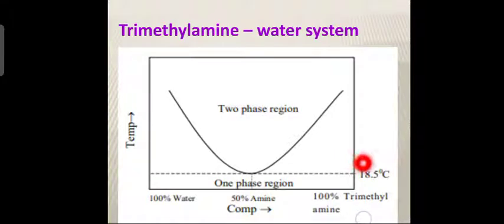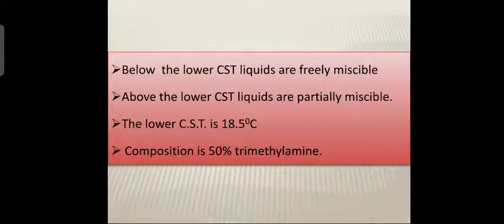And the lowest temperature is 18.5 degrees Celsius. And what is the composition at the lowest temperature here? 50% trimethylamine, that means 50% water. So as the percentage of water decreases, mutual solubility increases with the decrease in temperature. The miscible temperature goes on decreasing. Next slide.